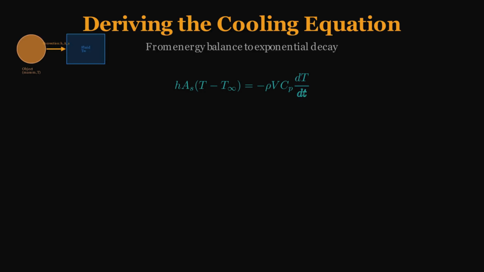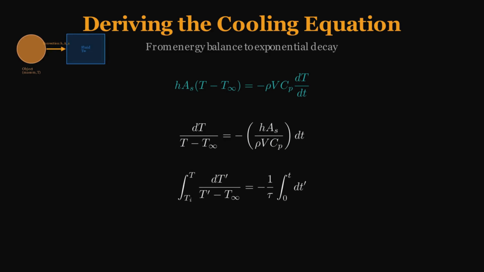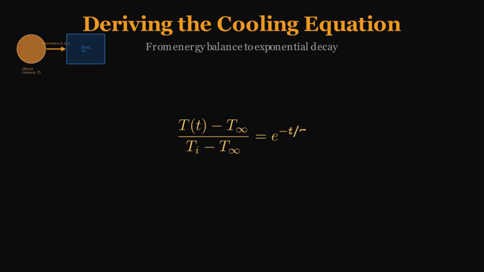Setting the two equal gives our governing equation, h As (T minus T infinity) equals minus ρ V Cp dT/dt. We rearrange to separate variables, temperature terms on one side, time on the other. Then we integrate, from the initial temperature Ti at time 0, to temperature T at time t. Solving this integral yields the classic exponential decay result. The grouped constant tau is called the time constant, ρ V Cp divided by h As. A larger tau means slower cooling; a bigger, denser object, or weaker convection, takes longer to respond.